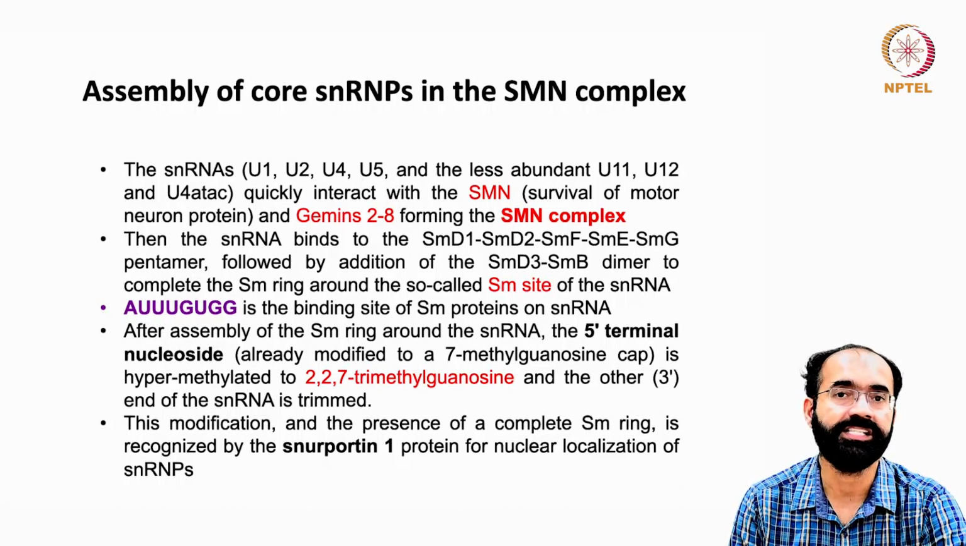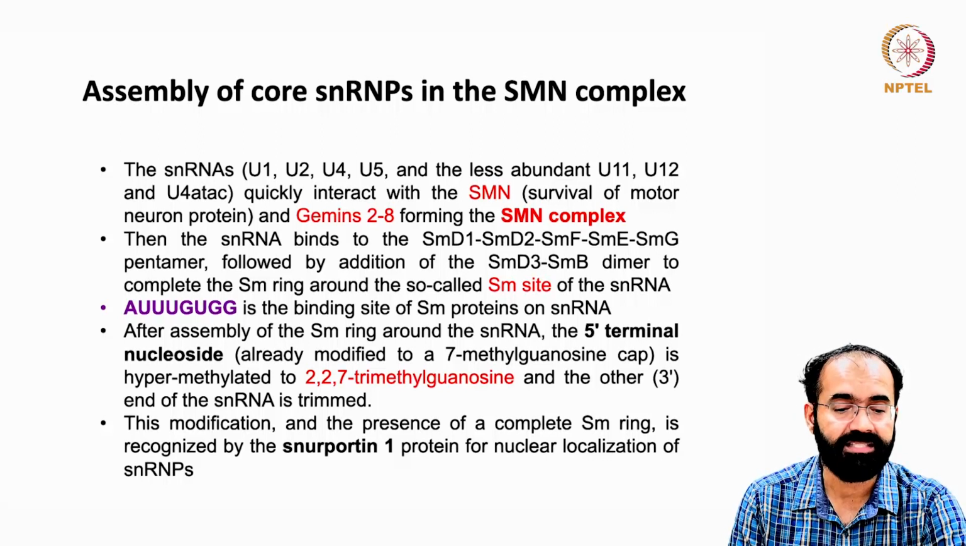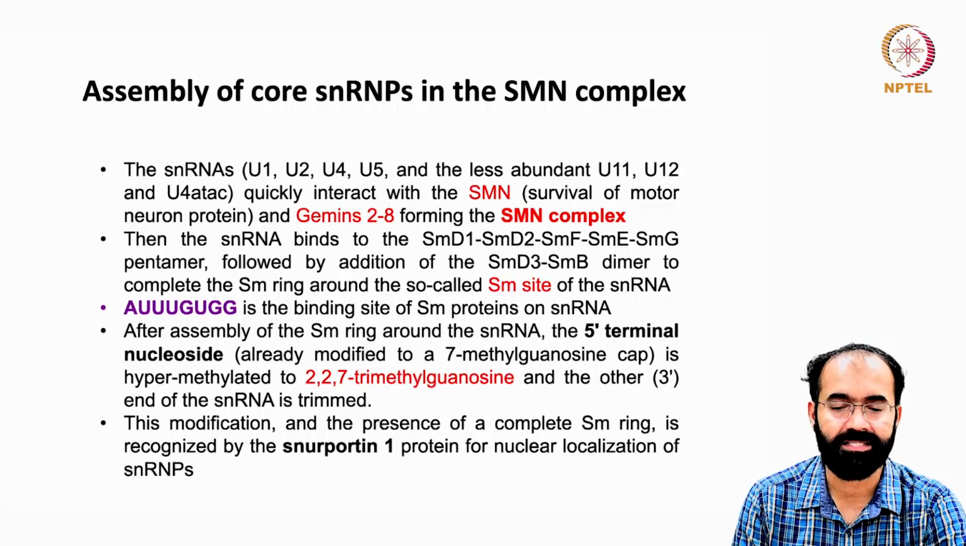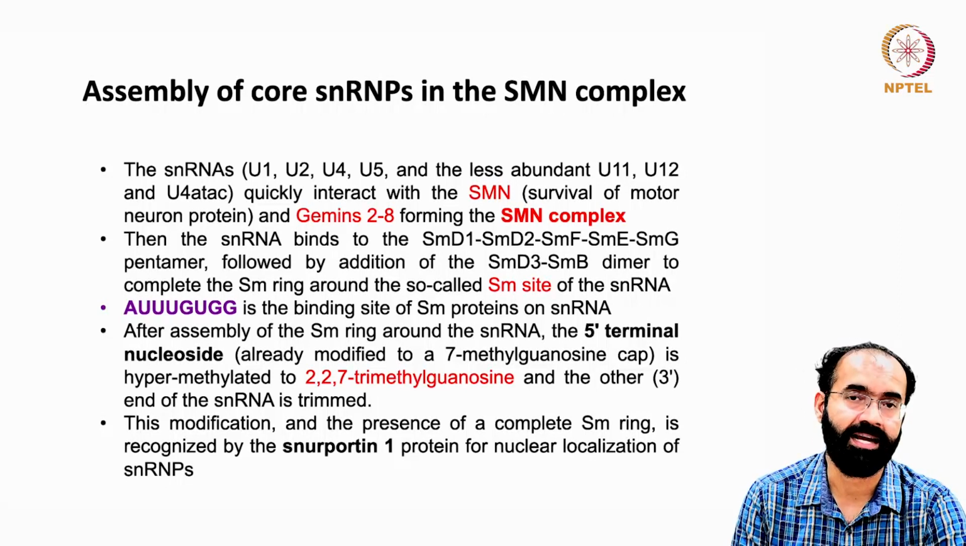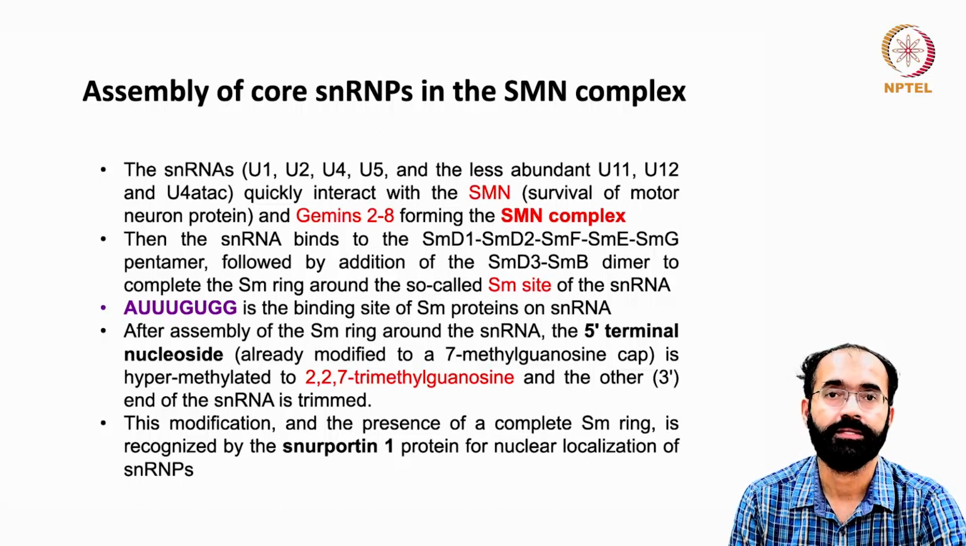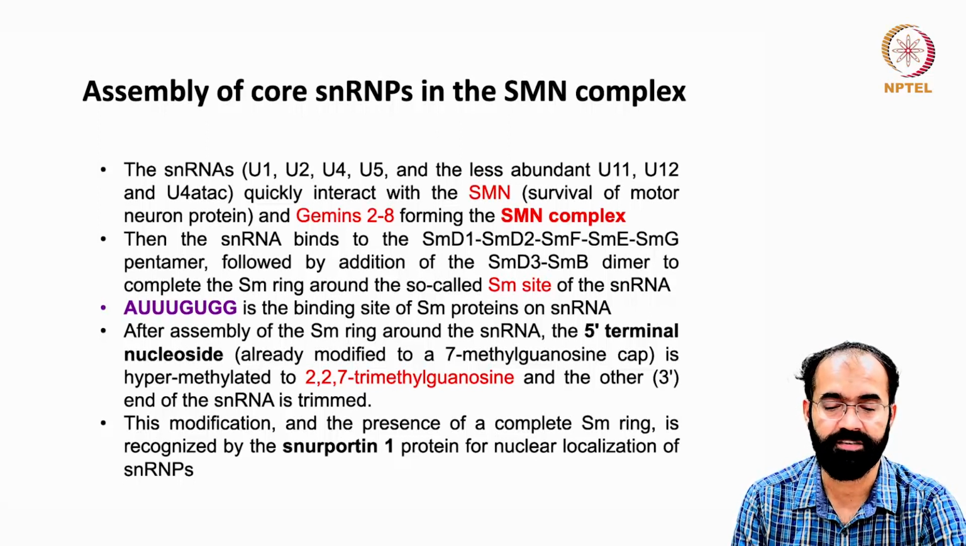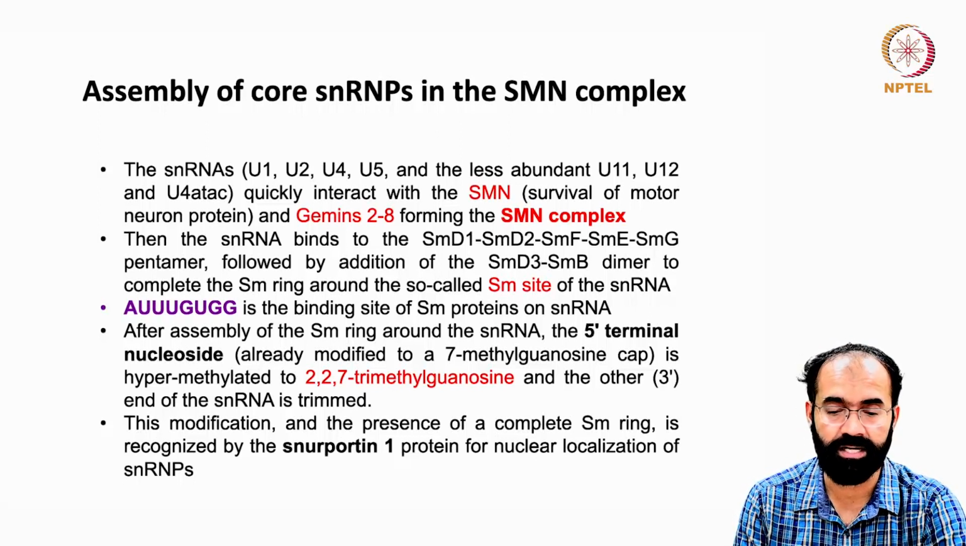That is the initiation of the formation of the snRNP, and the sequence of this binding is A, U, U, U, G, U, G, G, which is the binding site for the SM proteins on snRNA. This is quite interesting because normally RNAs are recognized by secondary structure, but here it is binding in a sequence specific manner, just like a restriction endonuclease.